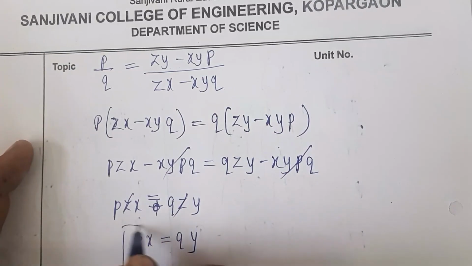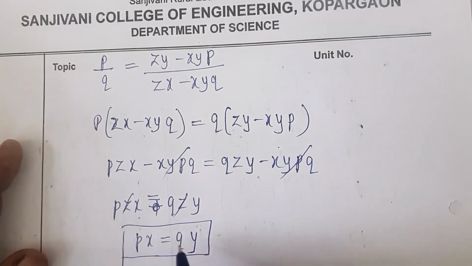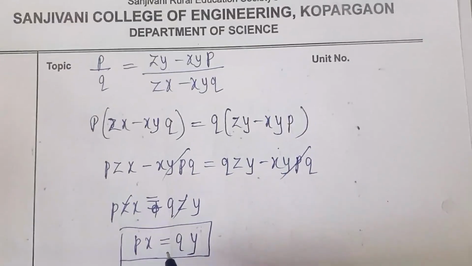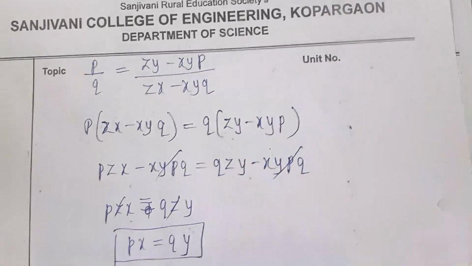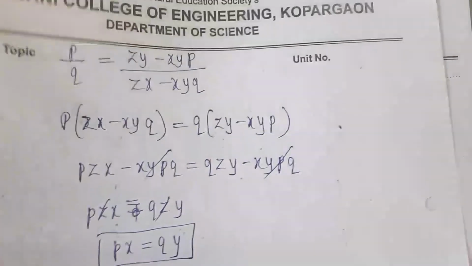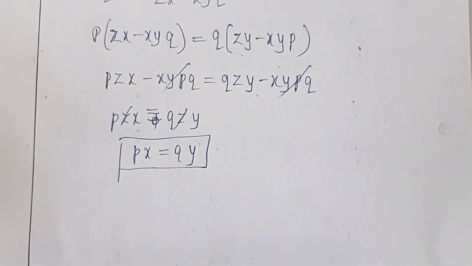So this is a partial differential equation of order 1 by eliminating one arbitrary function, not constant. In the next lecture we will see some more examples on this elimination of arbitrary function. Thank you.